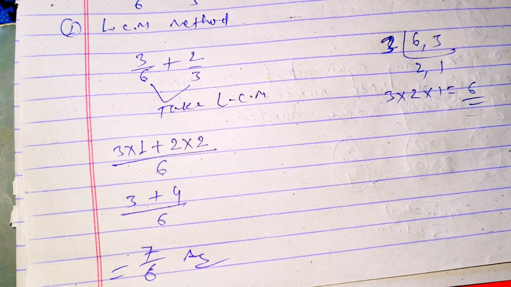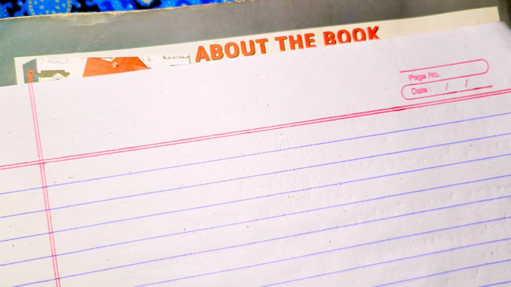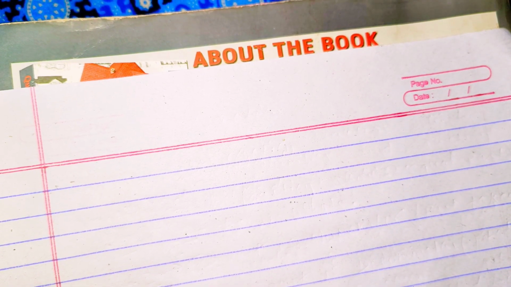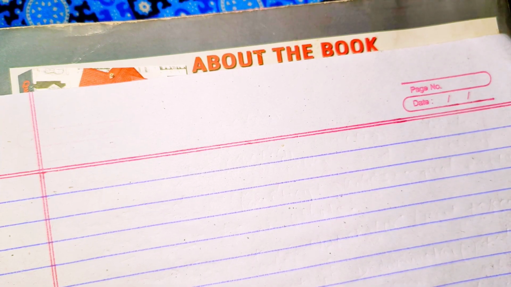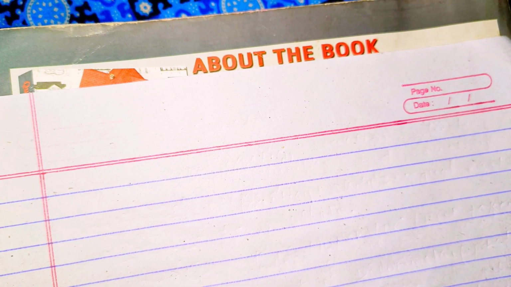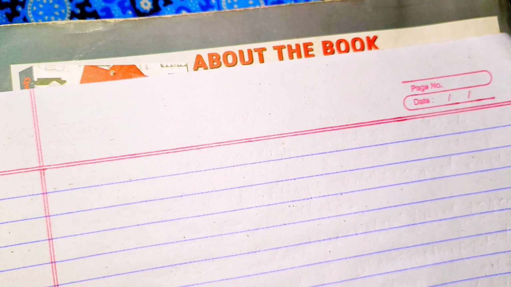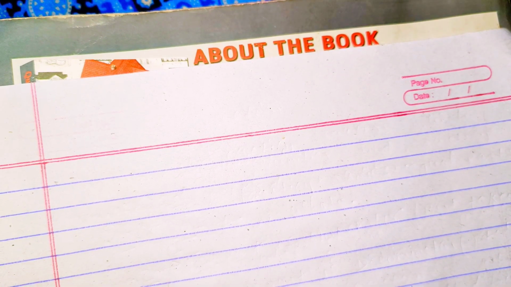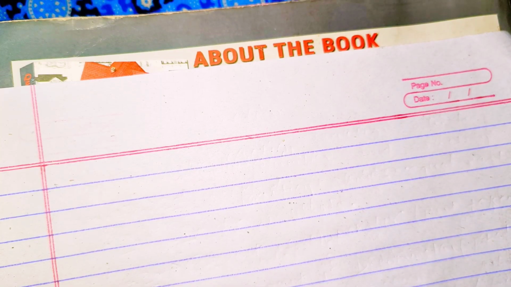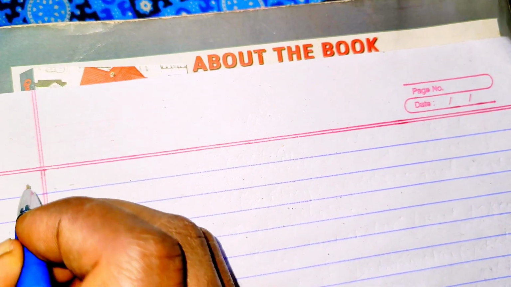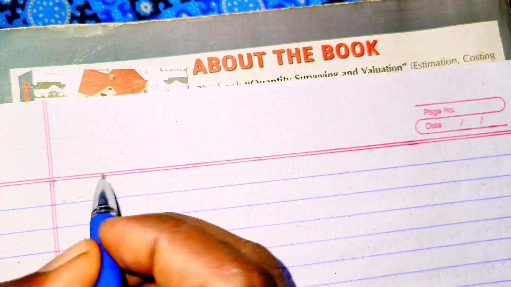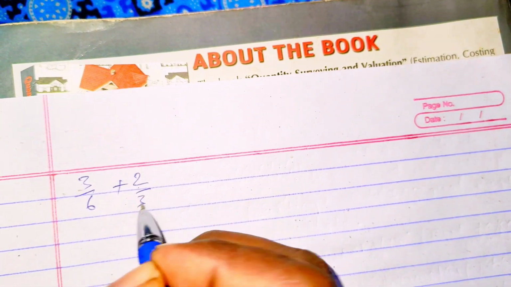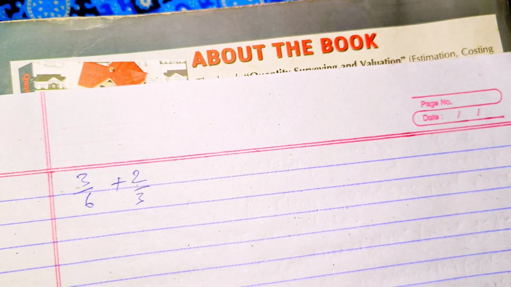So this is the method of addition of unlike terms by the LCM method. And another method is to make the unlike fraction into like fraction and then add in a simple way. So first of all we have to make the unlike fraction into like fraction and then add simply. Let's take an example: 3 by 6 plus 2 by 3. This is an unlike term, so first of all make it a like term.